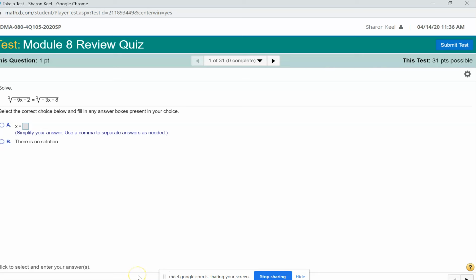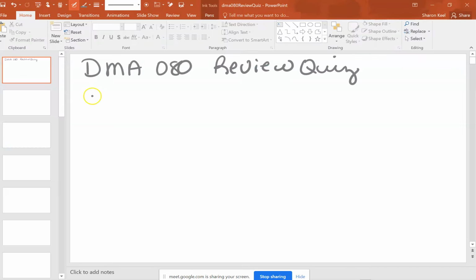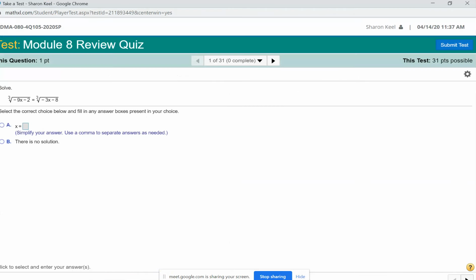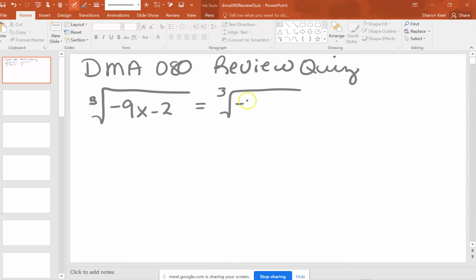Okay, so we're just solving an equation. I believe this is section 5. We have the cube root of negative 9x minus 2 is equal to the cube root of negative 3x minus 8.